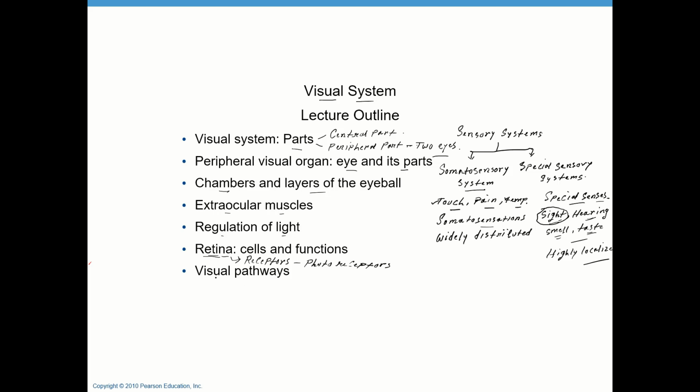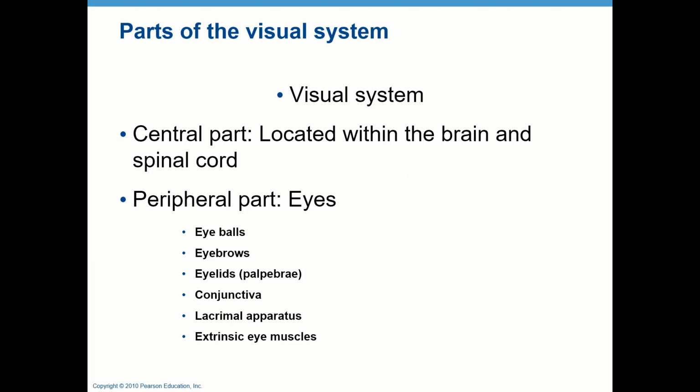Then we'll see how the signal from the retina is taken to the brain. That's the visual pathway from the retina of the eye to the brain. So the eyes are the peripheral organs for your visual system, and each eye has a number of things. Eyeball, which is the most important and the largest part. Then you have other structures: eyebrows, eyelids, conjunctiva, lacrimal apparatus, and extrinsic eye muscles to move the eyeball.